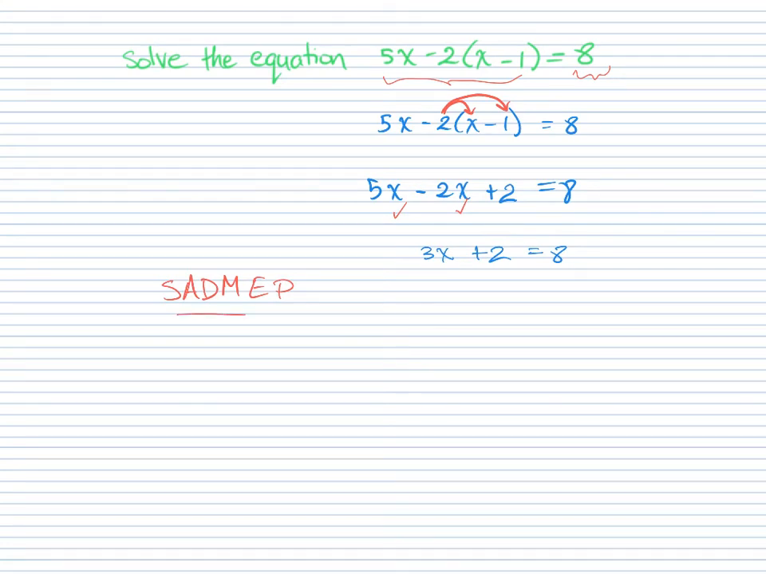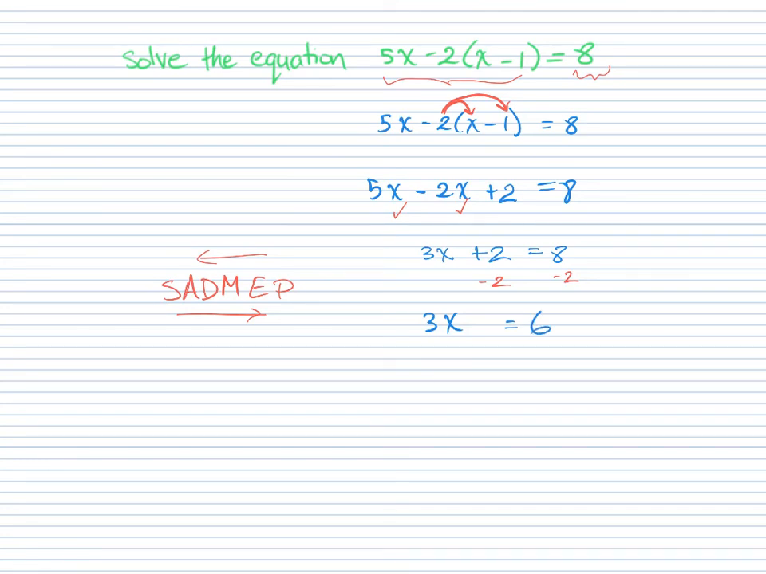So we're going that way because we're back solving. We're not going that way. All right, so we're dealing with subtraction and addition first. So we have to take 2 from both sides, and we get that 3x is equal to 8 minus 2, which is 6.